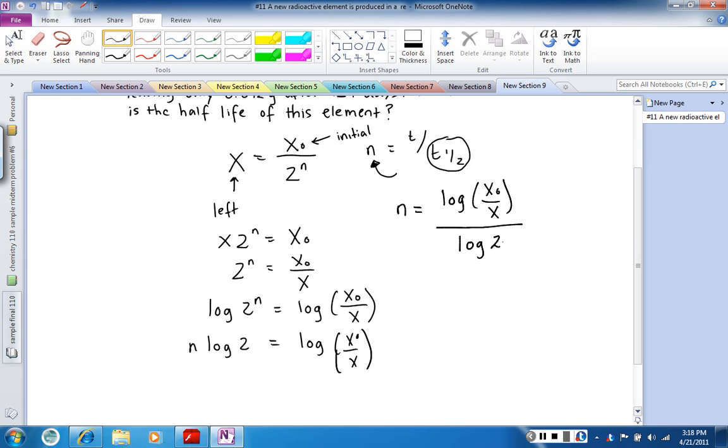log 2. Now you can go through this derivation if you want to, but you can also just memorize this equation right there, because it's going to be the same whenever you're solving for n, and n's going to give you the time terms. So now we have this equation, we can plug in what we know.